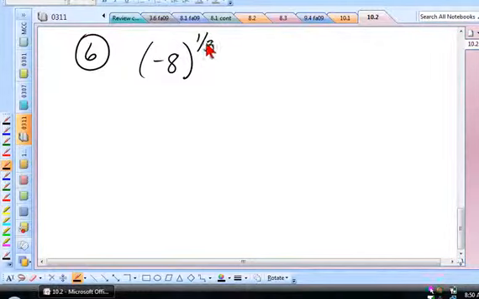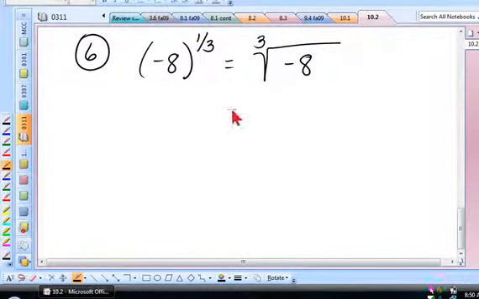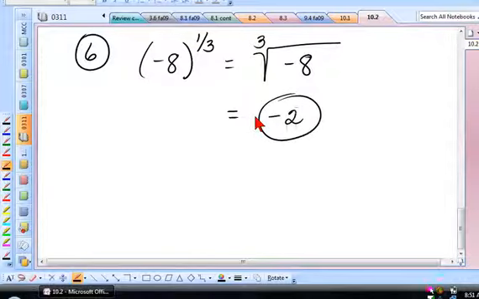All right, number 6, I have the base -8, raised to the 1/3 power. Well, what do the instructions say? Use radical notation to write the expression. Simplify if possible. So, on my piece of paper, what root am I going to take? The cube root of -8. And can I simplify that? It's -2. Cube root of -8 is -2.